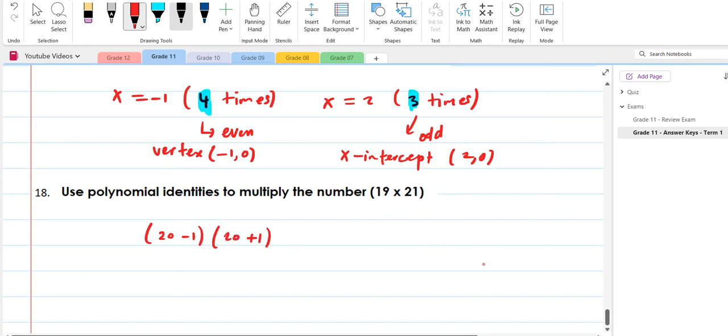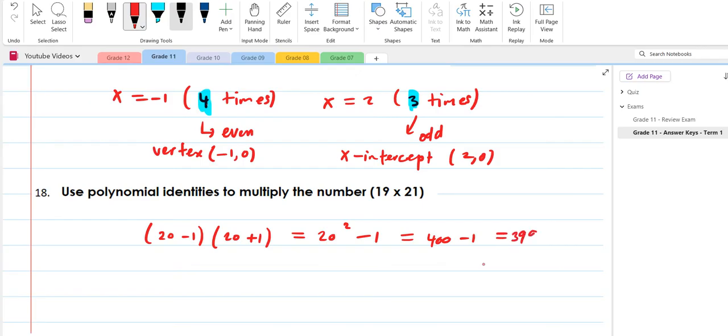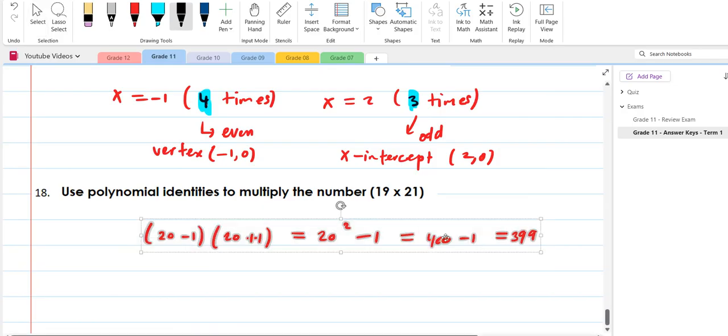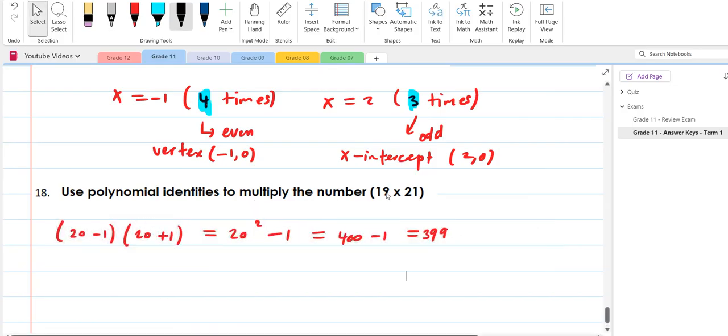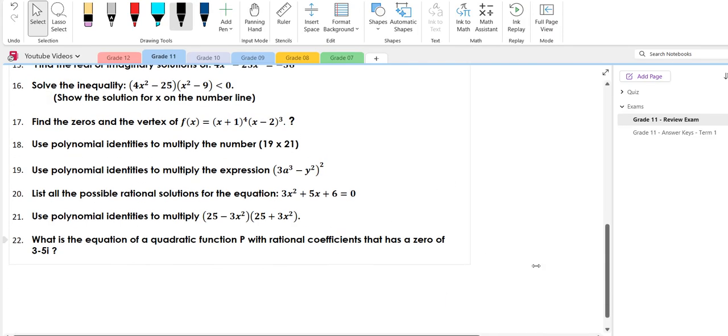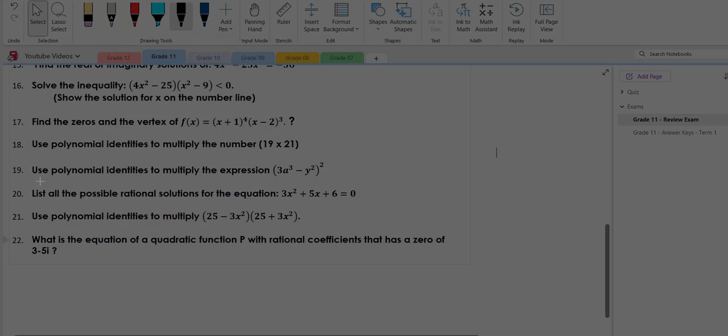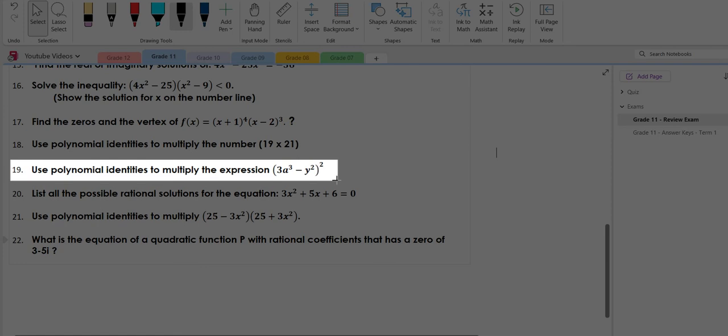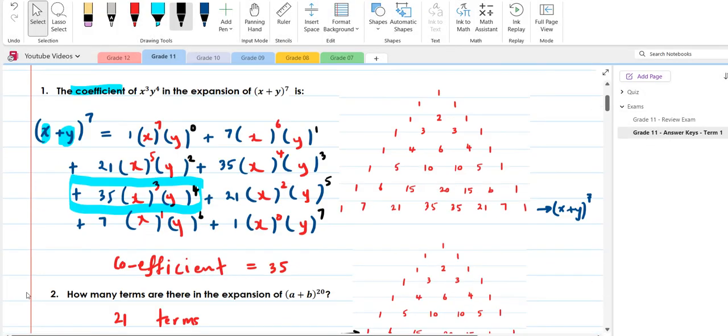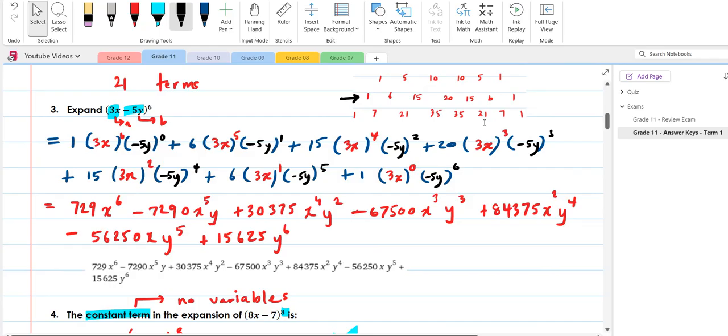Now that is 20 squared minus 1, which is 400 minus 1, which is 399. This is just some quick mental math you can do: take the midpoint of the numbers, which is 20, so 20 minus 1 and 20 plus 1, and then it's easy after that. Next question: use the polynomial identities to expand the expression. So how do we expand the expression?